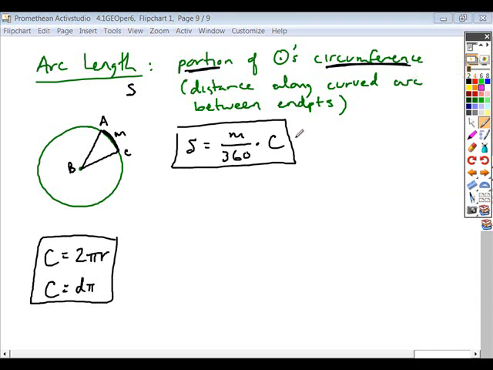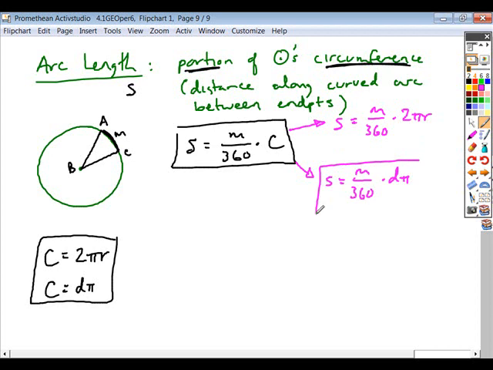Now, you're going to have one of two forms for this. It either depends on whether you're given the radius or the diameter. So arc length is either going to be m over 360 times 2 pi r, or it's going to be m over 360 times d pi. It doesn't really matter which one you use, because the calculations are pretty basic that distinguish these from each other. And so if you're told what the radius is and you want to use this formula, you can. You can just double the radius. If you're told what the diameter is and you want to use this equation, you just cut it in half and plug that in for r.